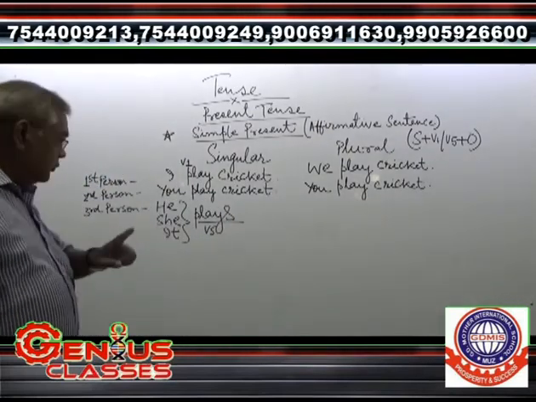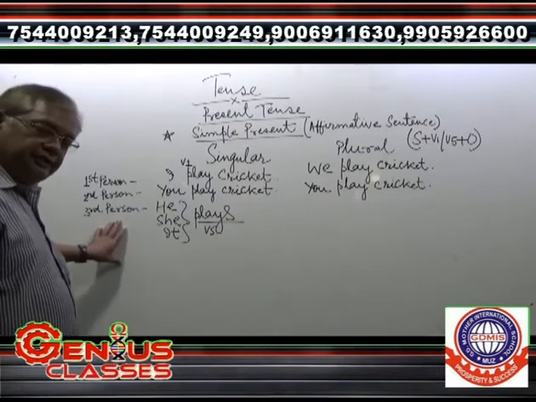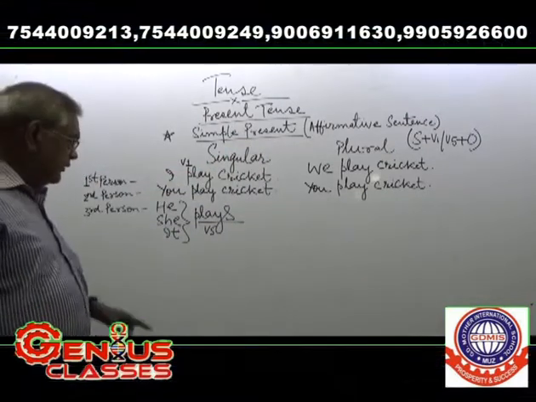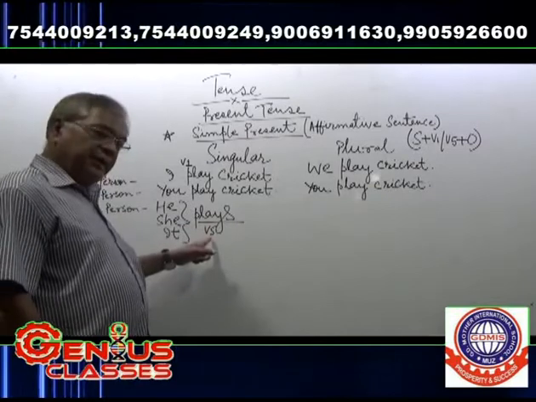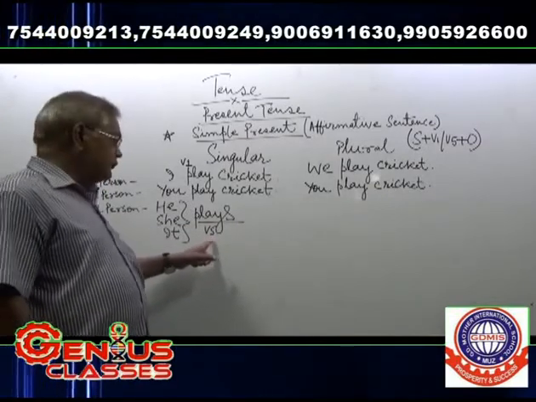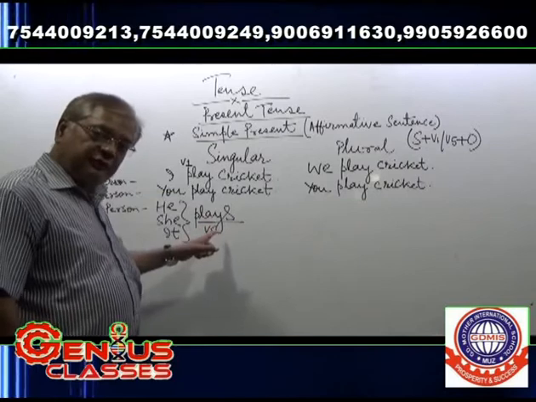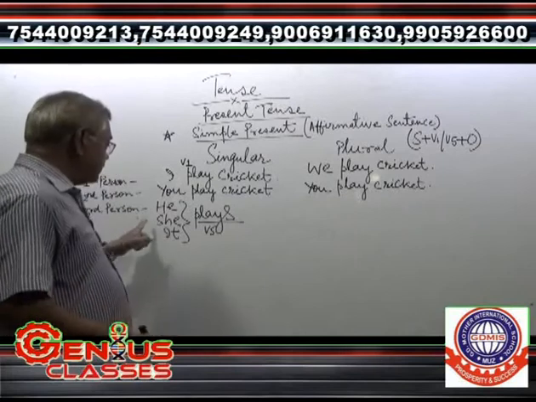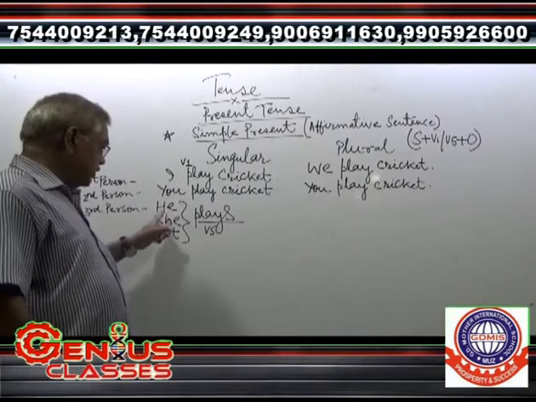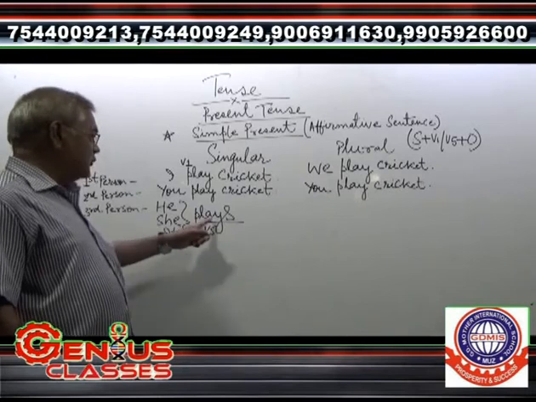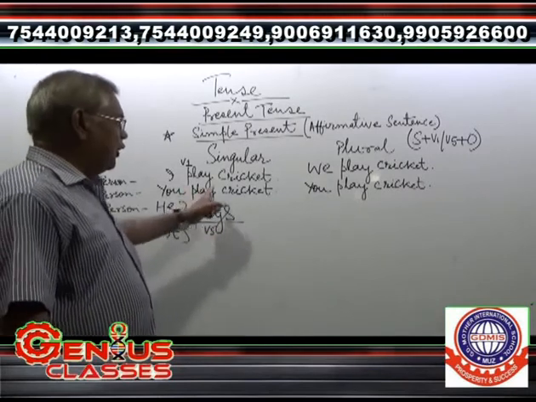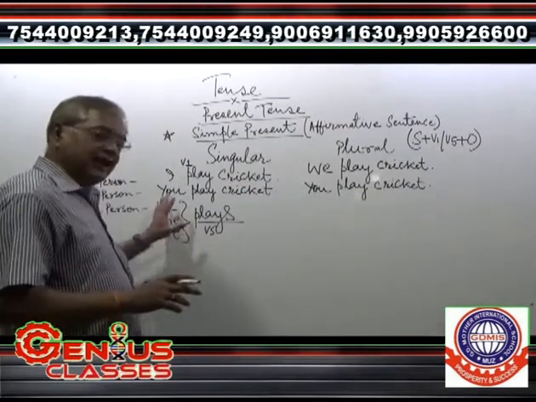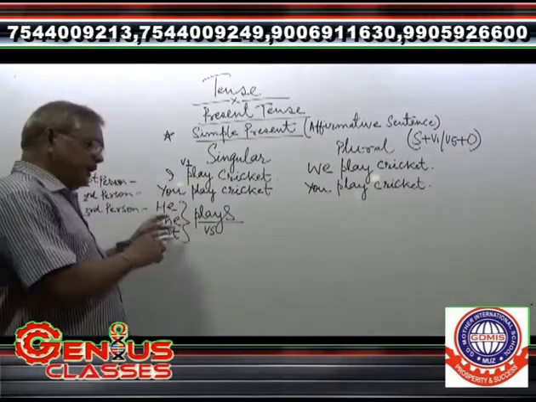So remember, only in the case of the third person singular of simple present tense, the fifth formation of the verb, that is V5, is used, meaning that S or ES is added to the verb. So with he, she, it, the word plays is V5. In all the rest, only V1 is used. This thing you have to remember very well.